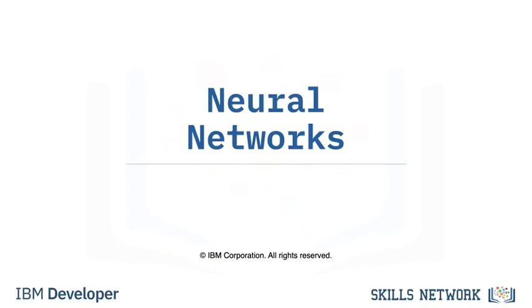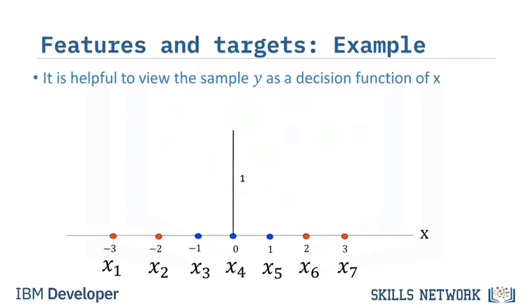In this video, we will discuss neural networks. Consider the following non-linearly separable dataset. We will use one dimension for simplicity. Let's look at an example of classification where we overlaid the color over the feature. In the context of neural networks, it's helpful to think of the classification problem as a decision function.